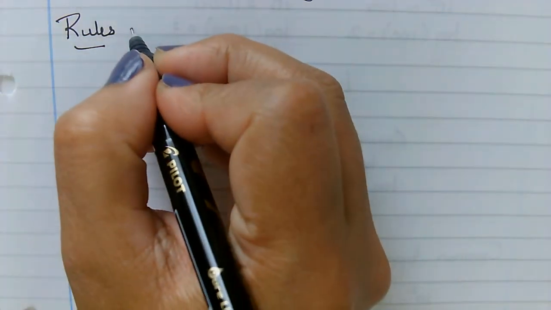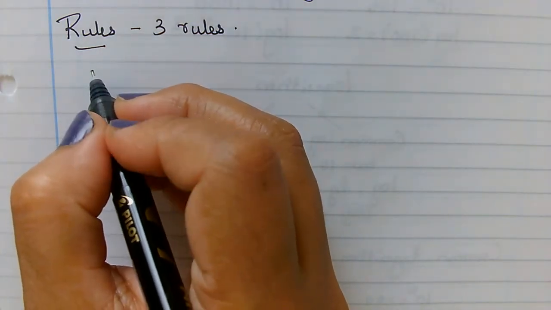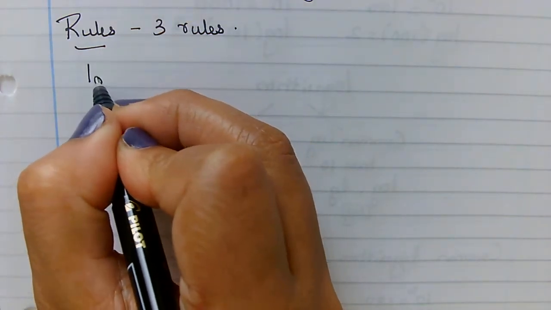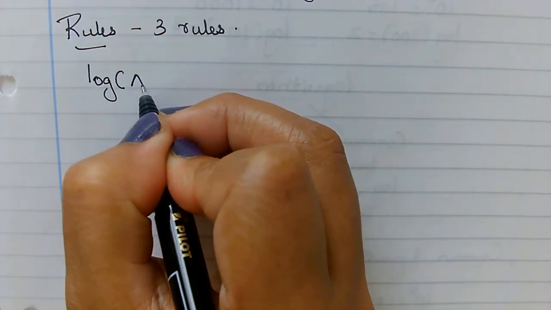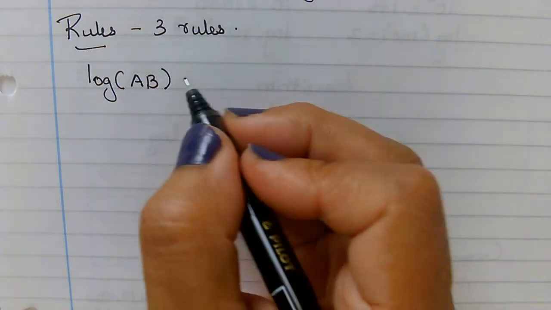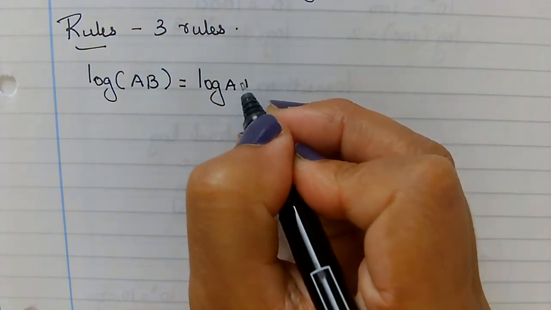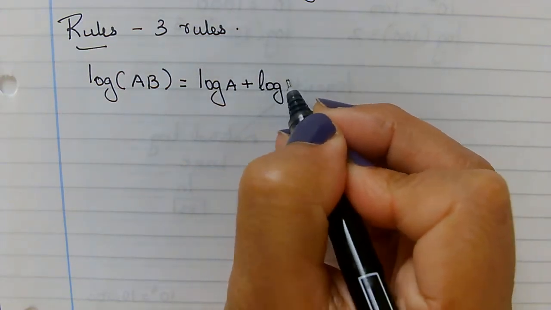This is the most important part that you would really need to apply when we are doing some physics questions. So there are basically three rules. Okay, the first one is log of ab, which means log of the product of any two numbers is log a plus log b.